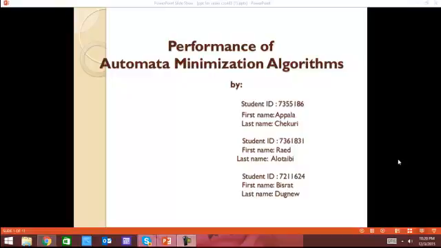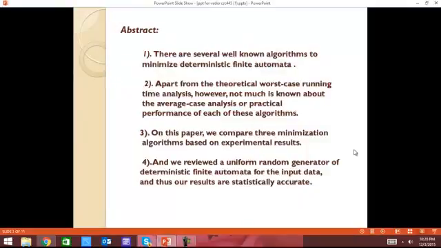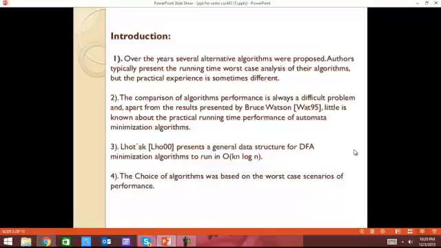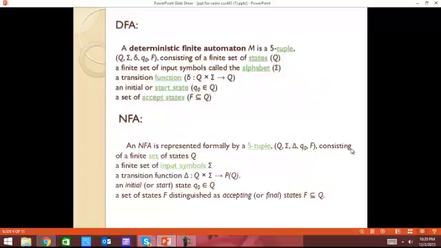Now our topic is performance of automata minimization algorithms. There are several algorithms to minimize DFA. Apart from theoretical worst case running time, practical performance is more important. In this paper, we compare three minimization algorithms. The comparison of algorithm performance is always a difficult issue because little is known about the practical running time. The choice of algorithms was based on the worst case scenarios of performance.